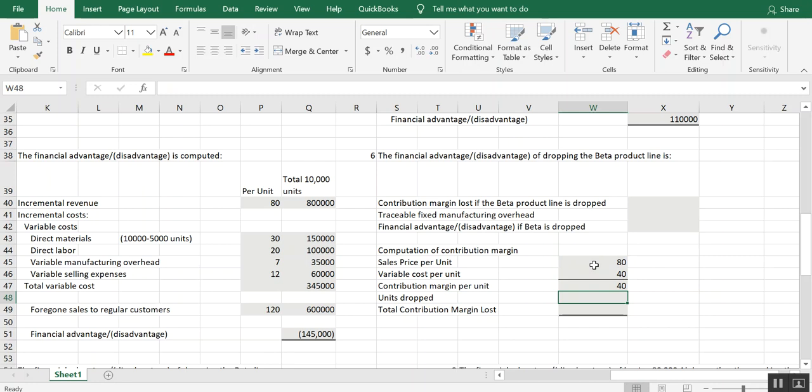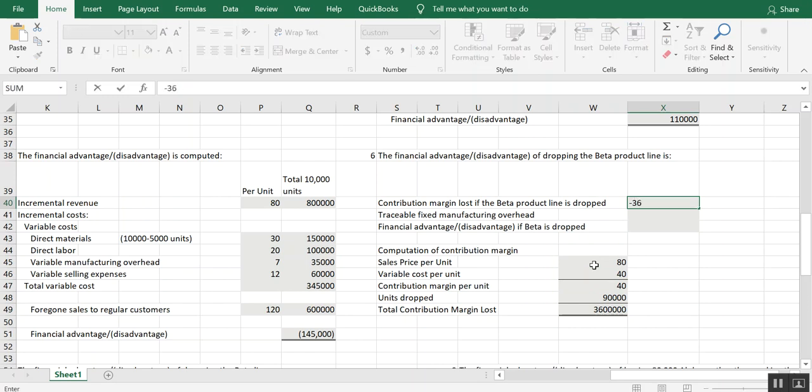Now we're going to drop 90,000 units. So we want to calculate that. We're going to multiply 90,000 times 40. We get $3,600,000. And we're going to put that in up here as a lost contribution margin. So that's going to be a negative number, 3,600,000.